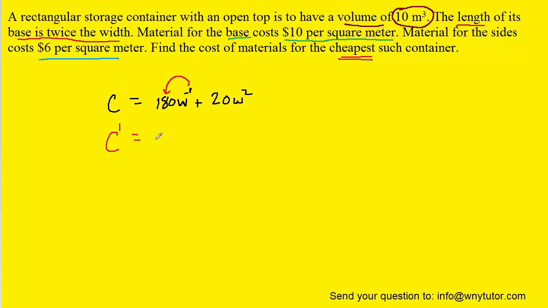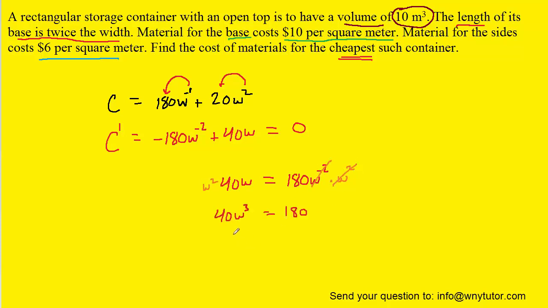So we pull the negative 1 down and multiply by the coefficient. We get negative 180 w, subtract 1 to give us w to the negative 2. Then we can pull the 2 down, multiply it by the coefficient of 20 to give us 40 w to the first power. After calculating the derivative, we could set it equal to 0. Perhaps to solve for w, we could add 180 w to the negative 2 to both sides of the equation. We could multiply both sides by w to the positive 2, and what's nice about that is it's going to cancel with the w to the negative 2 on the right side.